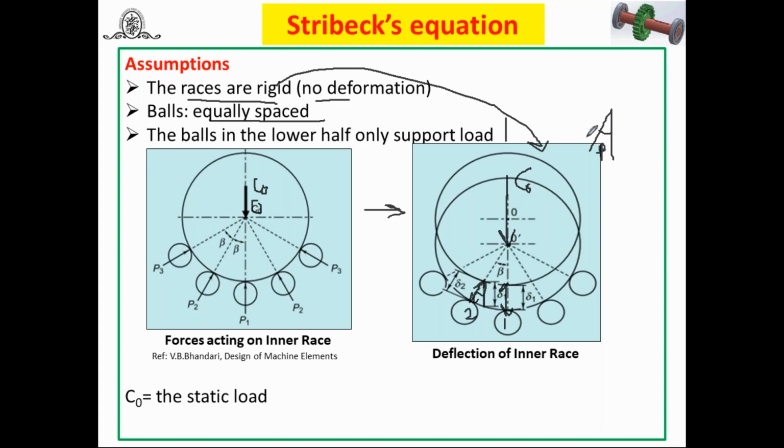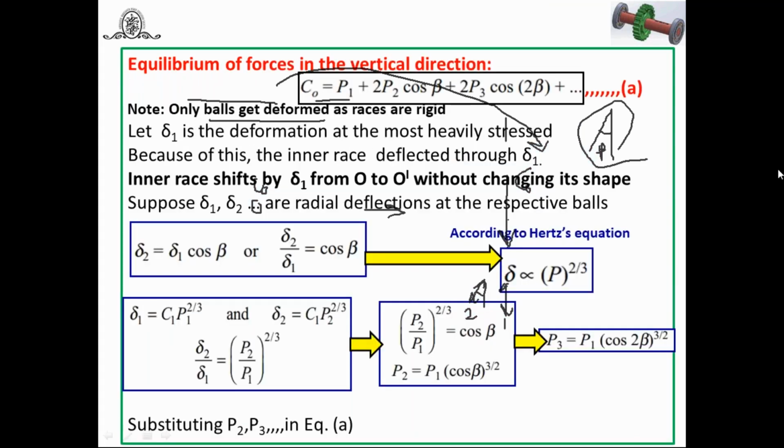So how to find out delta 2? Delta 2 is equal to delta 1 cos beta. You can use the geometry or trigonometry to find it out. Let us see how it is calculated.